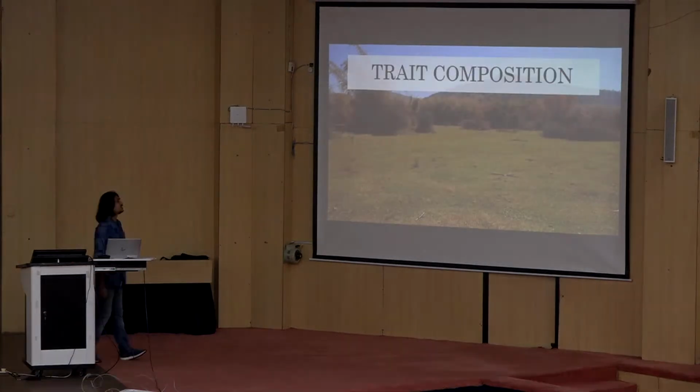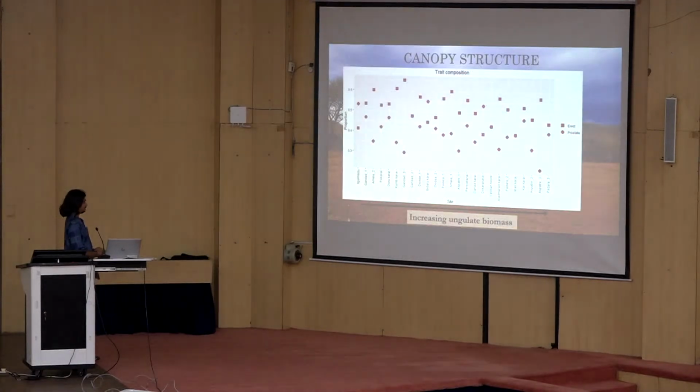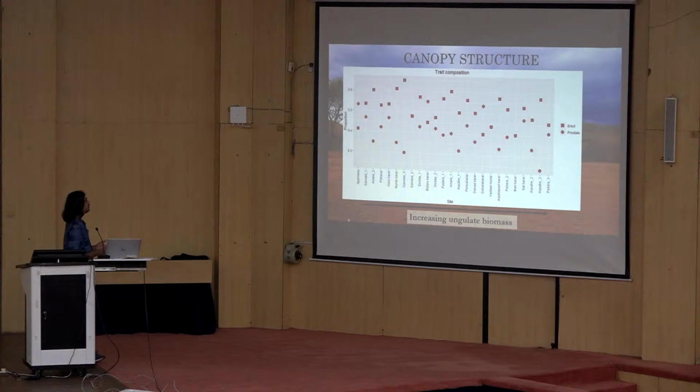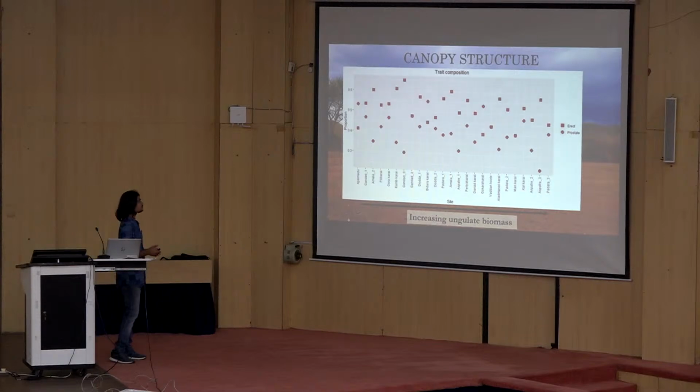The results of our trait composition were as follows. This is a graph representing the canopy structure. The x-axis shows sites or plots arranged in increasing order of their biomass, and the y-axis is the proportion of traits of erect and cross-tail. We see here that erect species are more proportionate in most of our plots. So we found no relationship between canopy structure traits and grazing biomass.